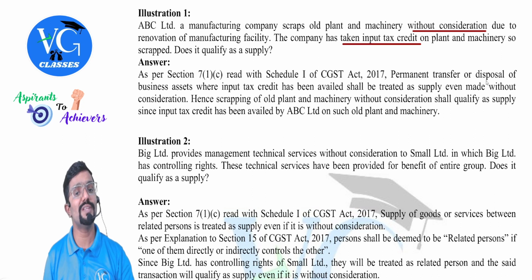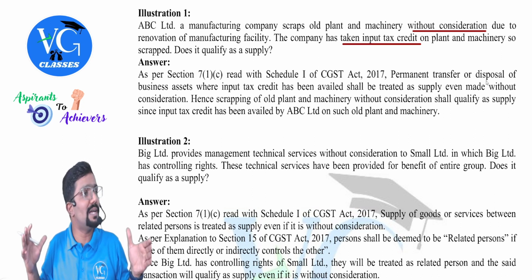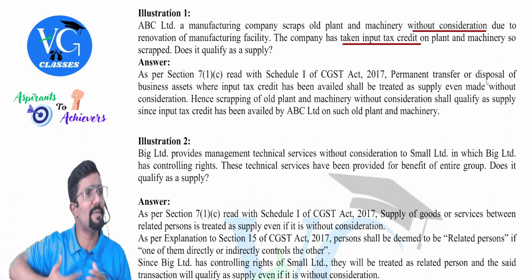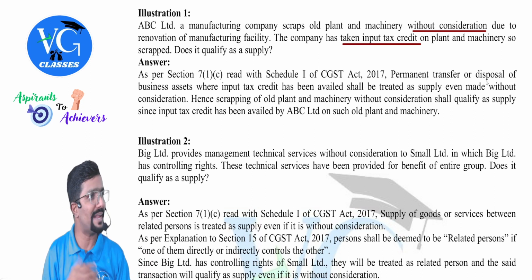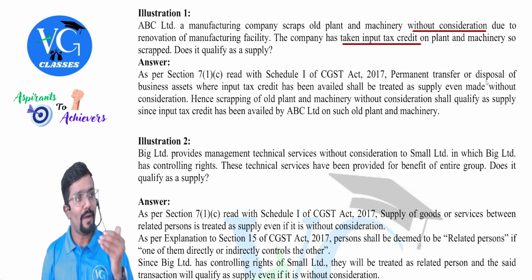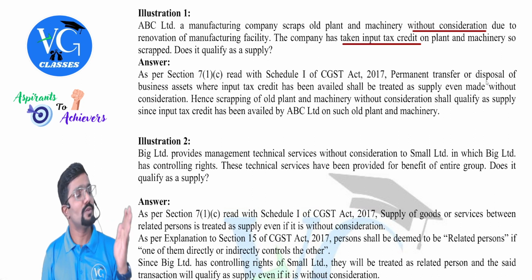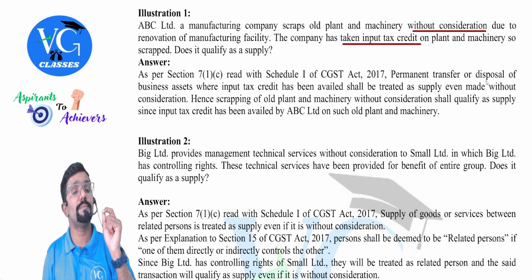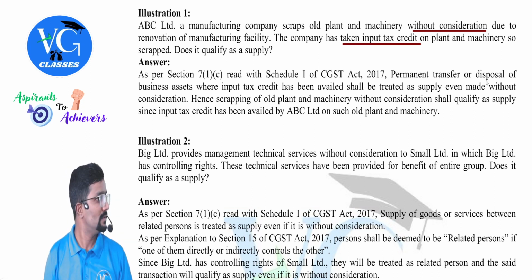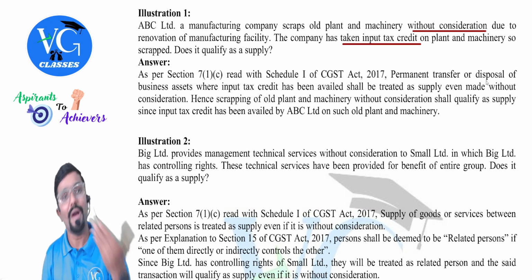As per section 7(1)(c) read with, see, this is how you will write the answer, guys. As per section 7 read with schedule 1 of the CGST Act 2017. Or if you exactly remember the para number, you can quote the para number also. I will give a shortcut to remember the para numbers after this illustration. So let us start with this. Whenever a descriptive question is asked, please write like this. Don't simply say, yes, it is a supply. Don't write it because that is a conclusion. But why are you telling that?